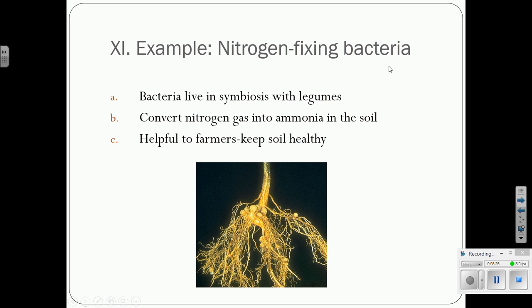Another example of good bacteria would be the nitrogen-fixing type. This is a case of symbiosis, almost mutualism, where the bacteria live on the roots of the legumes, and they help convert nitrogen gas into ammonia. And that ammonia gets converted again, and that's something the plants need to grow and keep living. So this is really helpful to farmers. Very good bacteria. It keeps their soil healthy, and it helps their plants grow nice and big and healthy as well.